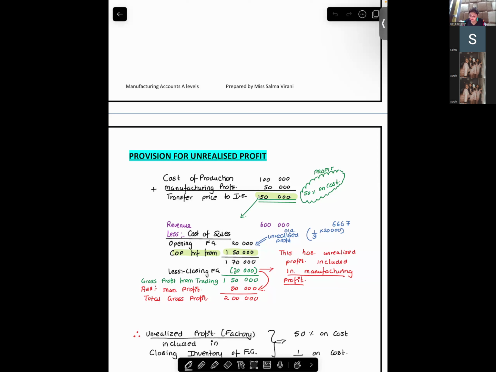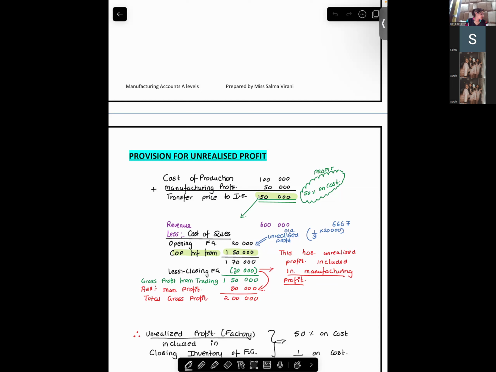So basically, PUPA is created because the goods are transferred from the factory to the trading or to the warehouse at a price which is called the transfer price. Are you with me? Yeah. Okay, what is transfer price? Transfer price is the price that you calculate in the manufacturing account. How do you calculate it? It is the manufacturing cost plus the factory profit, which gives you the transfer price. How do you get the factory profit?